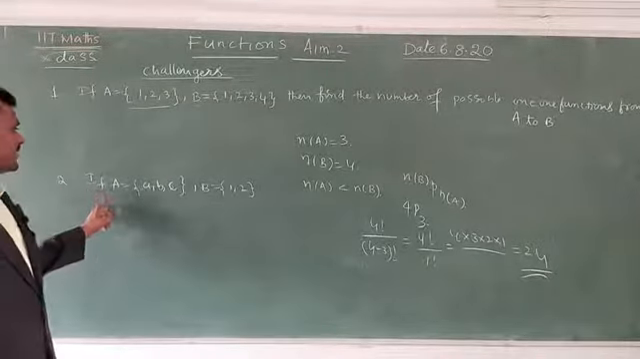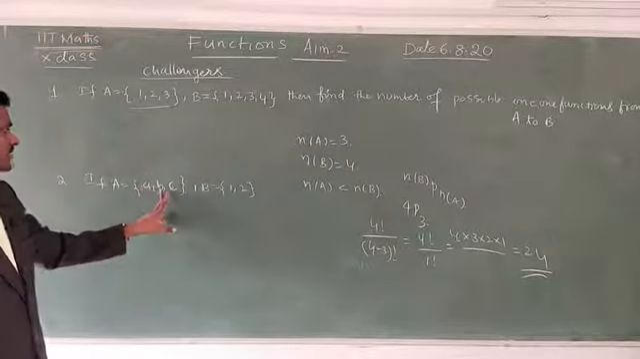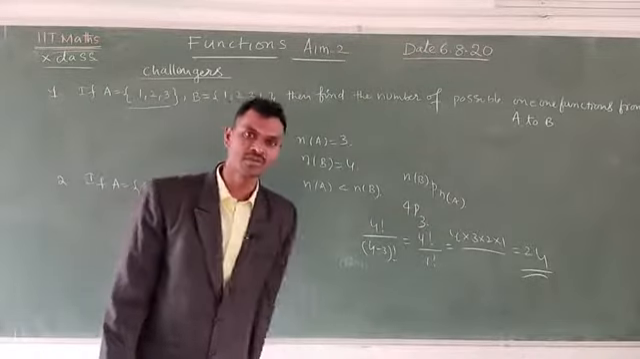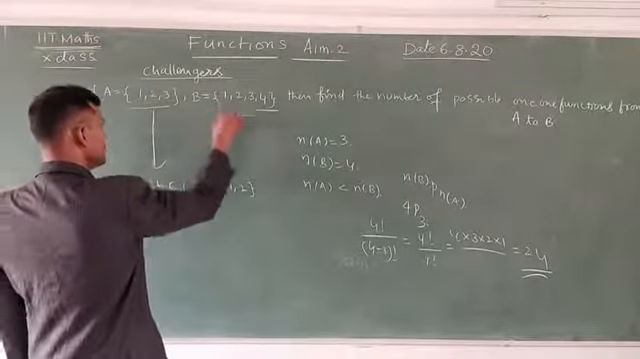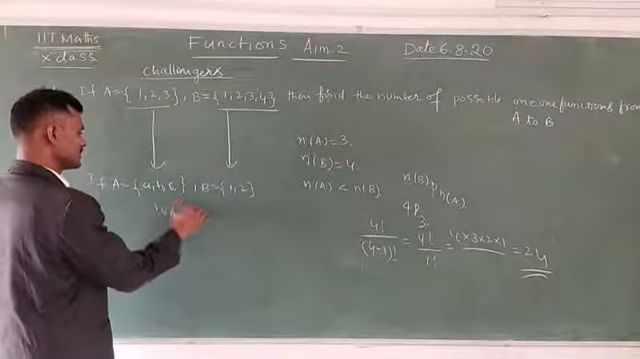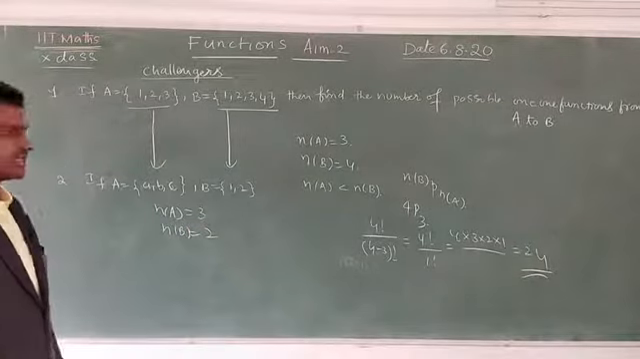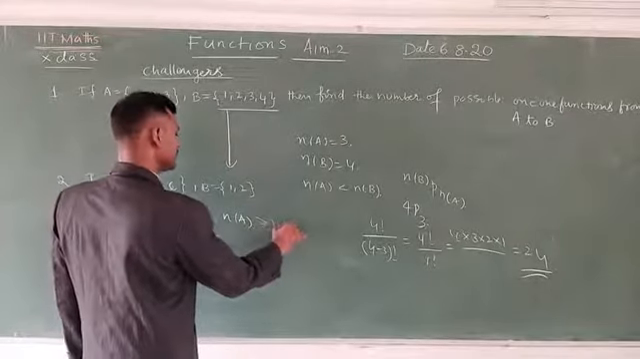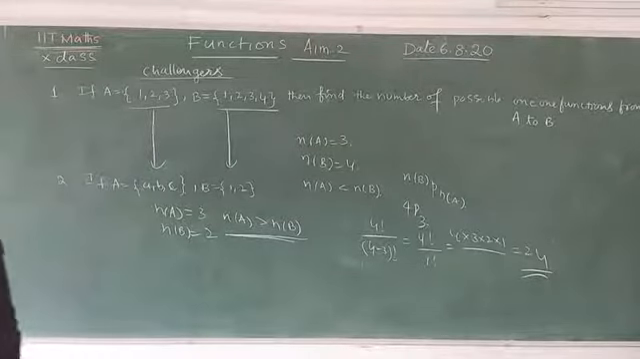Second one, same question, but here I changed A and B only. A is the set {a, b, c} and B is the set {1, 2}. Then find how many one-one functions are possible. Here n of A is equal to 3. n of B is 2 elements. Here n of A is greater than n of B. Then is it possible to have one-one functions? It is not possible. That's why you can write 0. This is the answer.